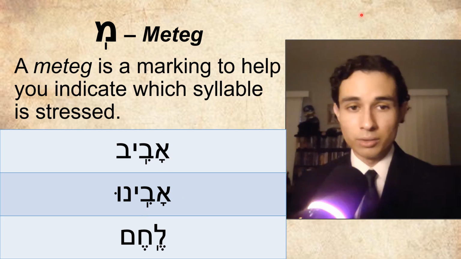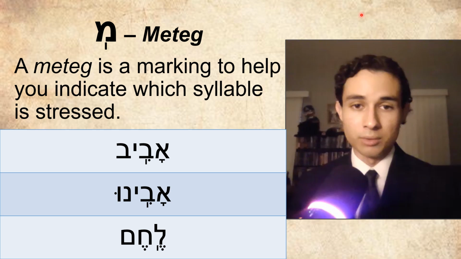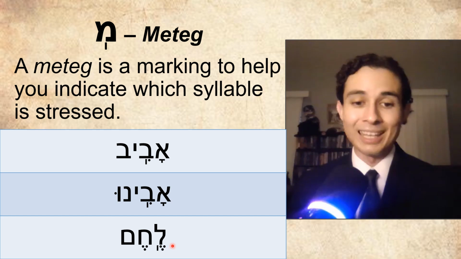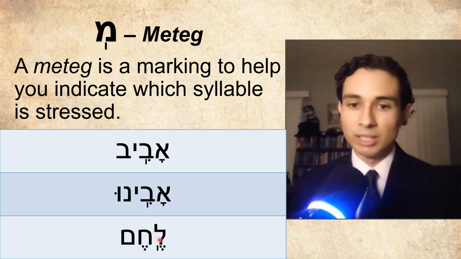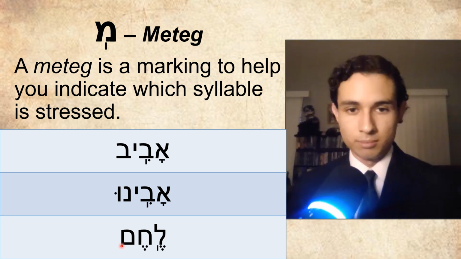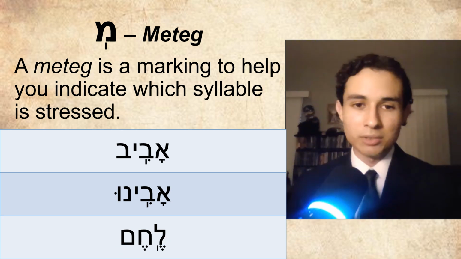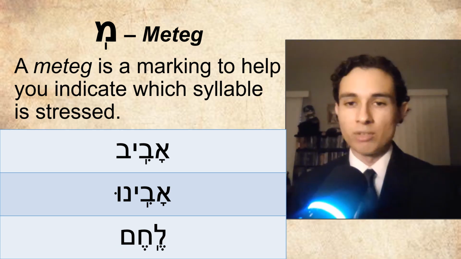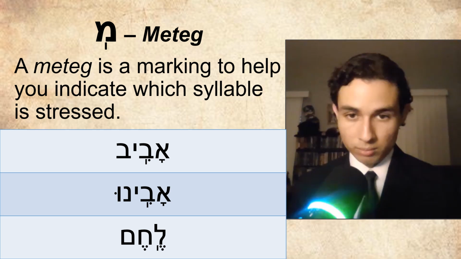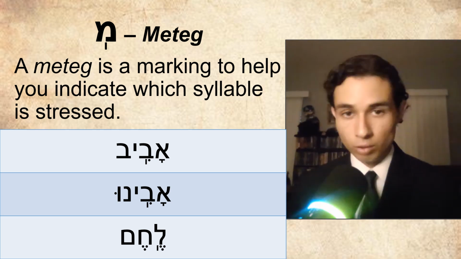And finally, the third example is popular. Avinu means our father, by the way. The third example means bread, and the meteg tells us it's lechem, lechem. It's not lechem, lechem. Rather, it's lechem. Okay. So while some pronounce it the other way around, with the stress at the end, the meteg tells us the stress in the first syllable is the preferable correct one.